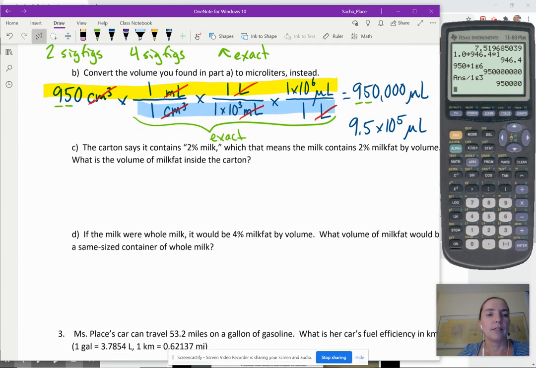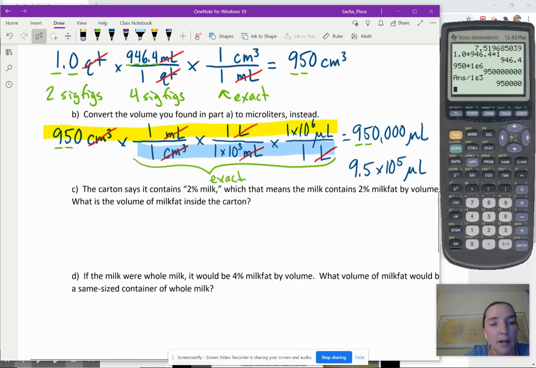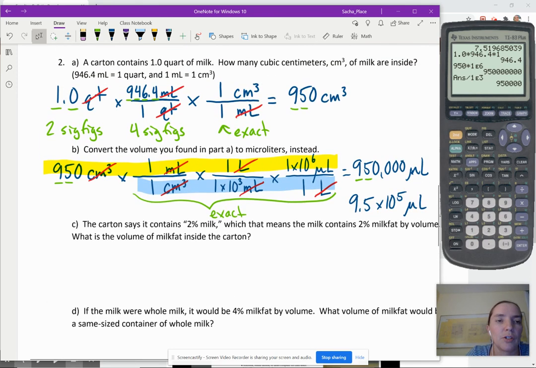So question C, the carton says it contains 2% milk, which means that the milk contains 2% milk fat by volume. What's the volume of milk fat inside the carton? So they haven't given me any units that they particularly want here. So I could use anything that I want, really. I'll just go ahead and use that original volume back up there that says 1 quart. But could you use 950 centimeters cubed? You could, right? You could totally use that. So that's a quart of milk.